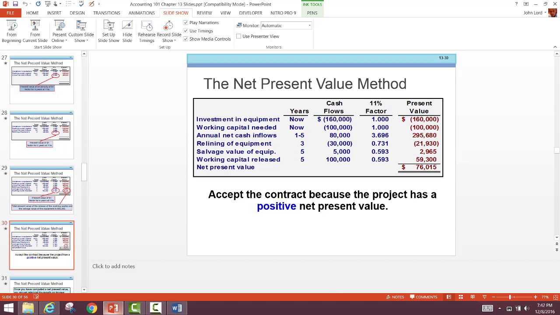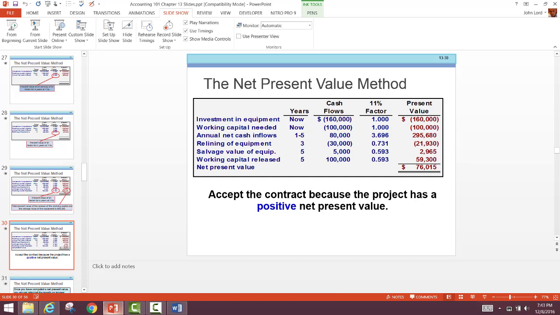Do you want to do this project? Yes. You'll do this project because it has a, do you guys use the term "hell of"? Or is that a Hayward thing? It has a hell of a net present value, doesn't it? Because it's like $76,015. And we would have taken a project that had a 0 net present value. This one's pretty positive, right?